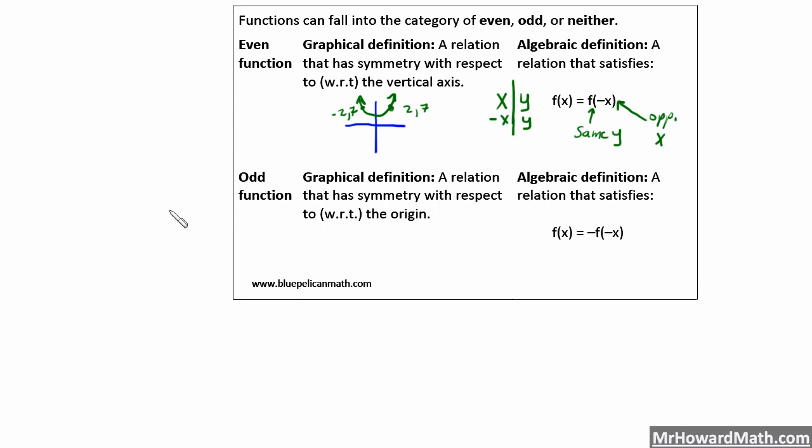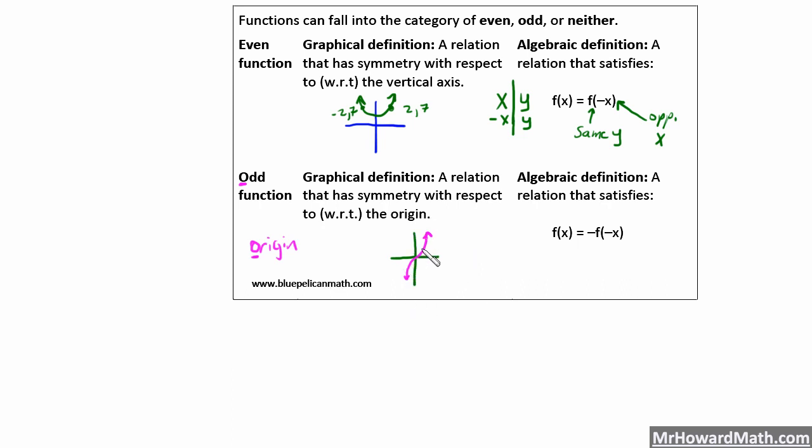With an odd function, the easiest one to think about, parent function wise, an odd function is a relation that has symmetry with respect to the origin. A cubic graph is an odd function. And remember, odd starts with O and origin starts with O. So one is symmetrical with the y-axis, that would be even, and the other one is symmetrical about the origin. That's one way you can remember that odd is symmetrical about the origin.